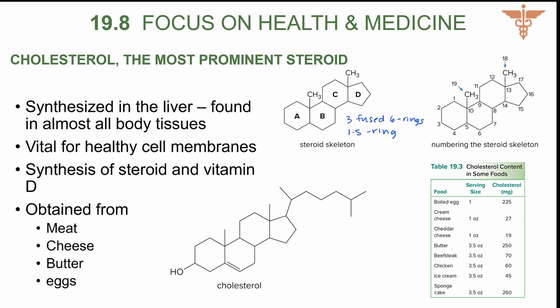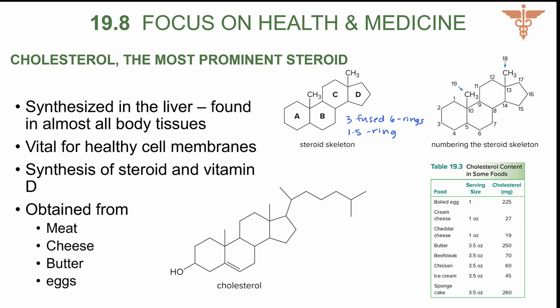So you can see the structure of cholesterol here. The 3 fused 6-membered rings attached to the 5-membered ring. And we have different R groups coming off of that main skeleton. And there's specific numbering for the skeleton, which you won't be responsible for. But you can see the different amounts of cholesterol that you're going to find in various food items.